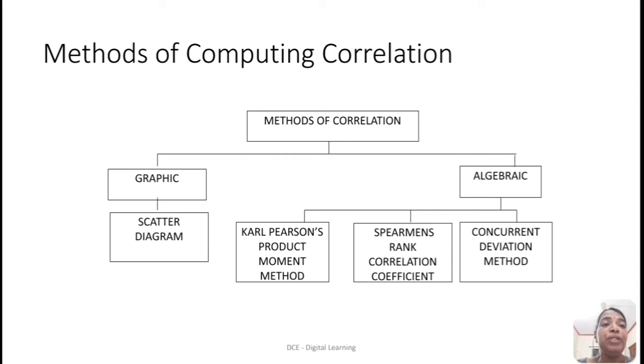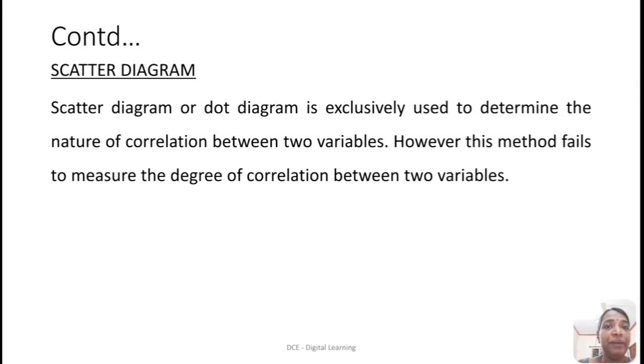Now, methods of computing correlation. There are basically two methods: graphic method and algebraic method. In the graphic method, we see the scatter diagram, and in the algebraic method, we have Karl Pearson's product moment method, which is also known as Karl Pearson's correlation coefficient, Spearman's rank correlation coefficient, known as rank correlation, and another one, the concurrent deviation method. Let us see the methods one by one.